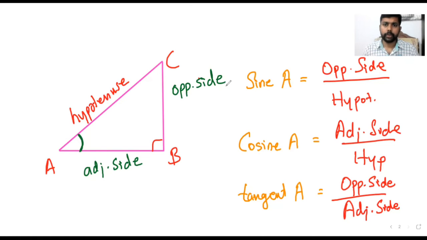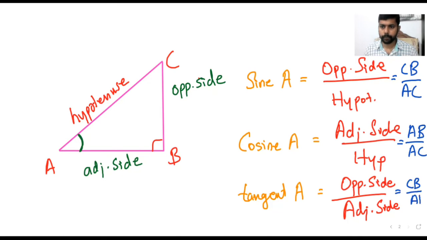From this figure, we can observe that the sine value of angle A, or sine ratio of angle A, is the opposite side divided by the hypotenuse. From the figure, that is CB divided by AC. The cosine value of angle A is defined as adjacent by hypotenuse, which here is AB by AC. And the tangent ratio of angle A is defined as opposite by adjacent. That means CB by AB.